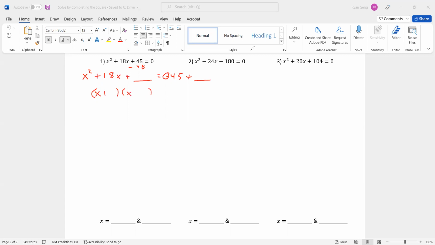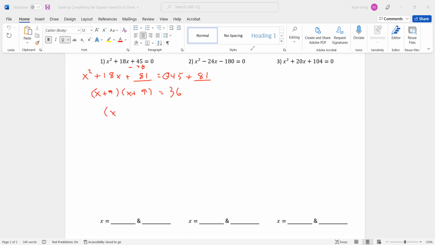Take the sign of the middle term, so it's plus. What number adds with itself to give me 18? 9 and 9. Basically cut 18 in half. Then what goes on the line is 81. 9 times 9 is 81 and 81. And then you can go ahead and simplify negative 45 plus 81. That gives me 36.